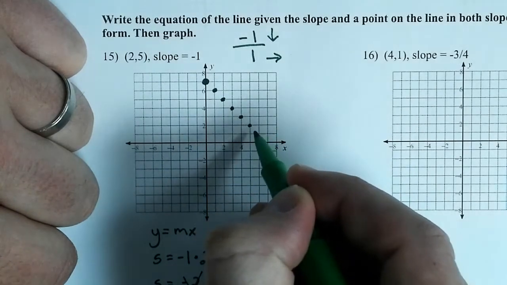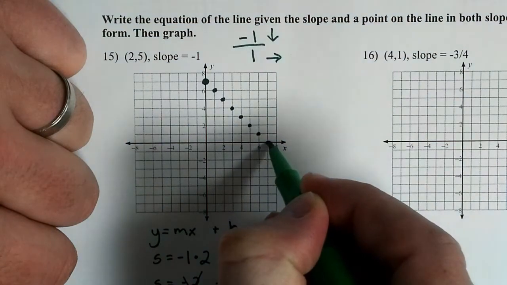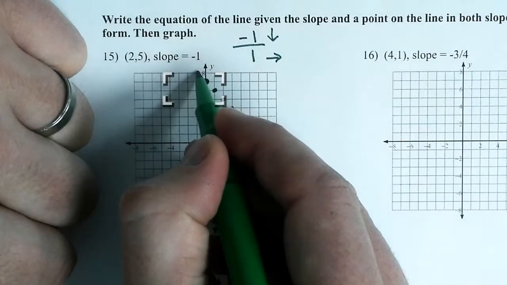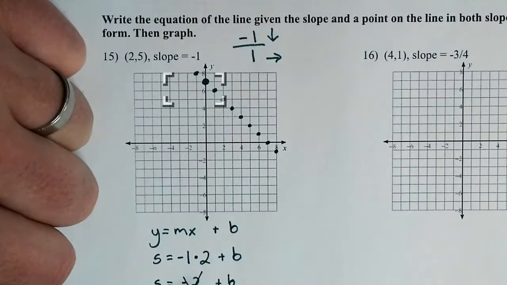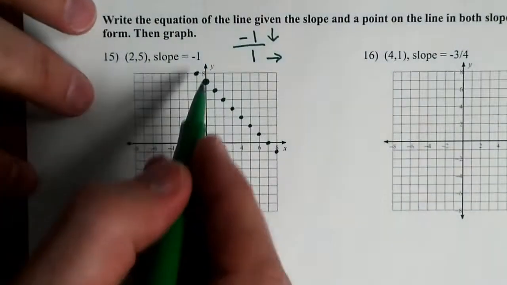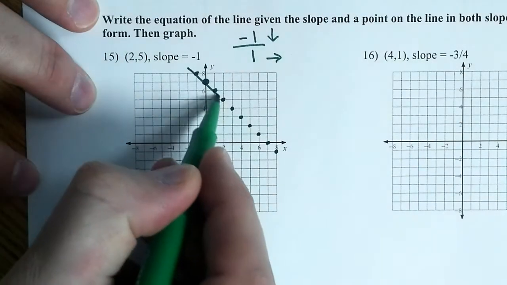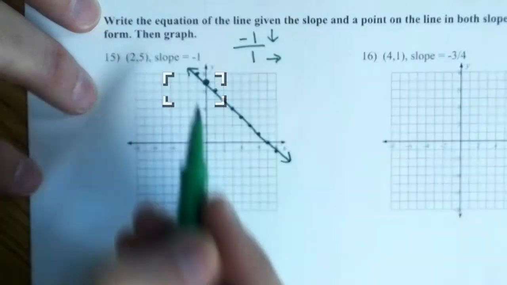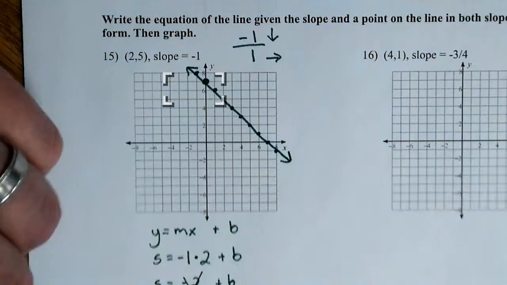And you can kind of pick up on the pattern, right? What's the opposite of down 1, right 1? Up 1, left 1. Good. So now we have all of our dots. We're just going to connect our dots, and we are done.